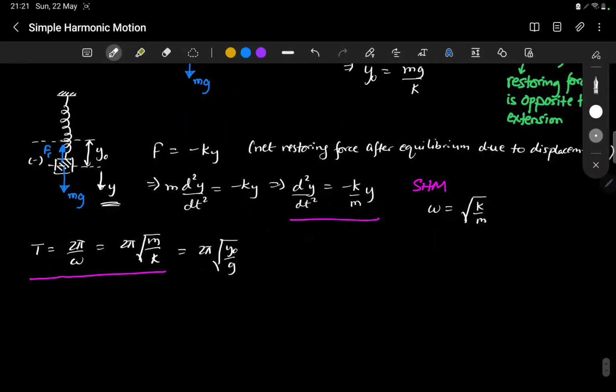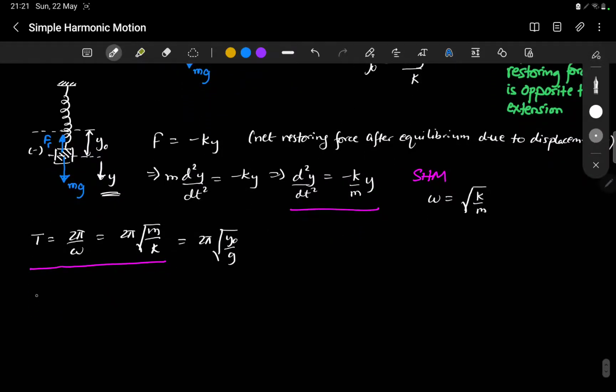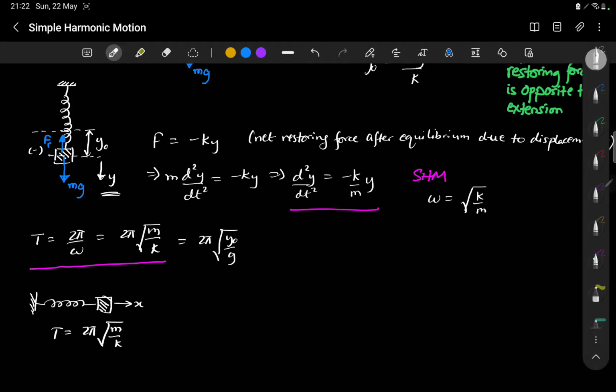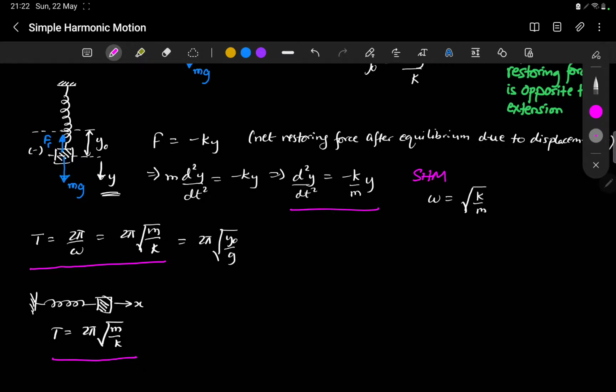Notice that this time period 2 pi root m by k is the same as that for a horizontal spring mass system. So a horizontal spring mass system on a table being displaced by x distance also gives us the same time period. Even in this case, we have the time period 2 pi square root m over k. So what do we conclude from here? We conclude that a horizontal spring mass system is essentially equivalent to a vertical spring mass system. There is no difference in the time periods.